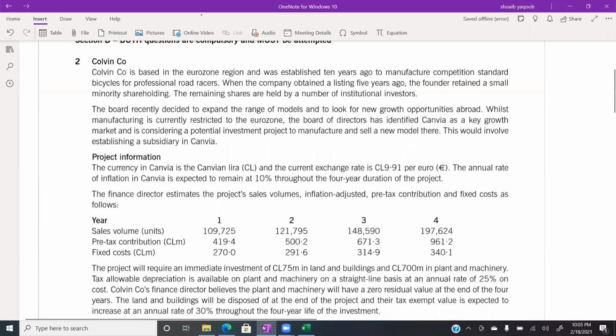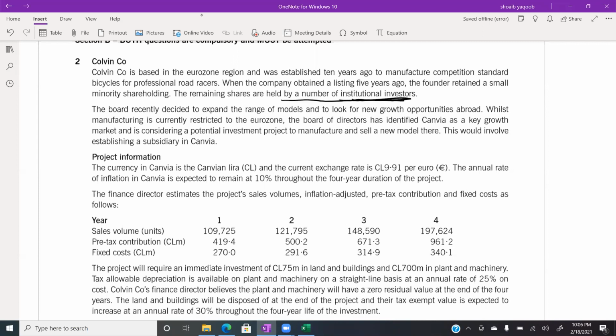Colvin company is based in the Eurozone region and was established 10 years ago to manufacture competition standard bicycles for professional road racers. When the company obtained a listing 5 years ago, the founder retained a small minority shareholding. The remaining shares are held by a number of institutional investors. So the main owners of this company are institutional investors.